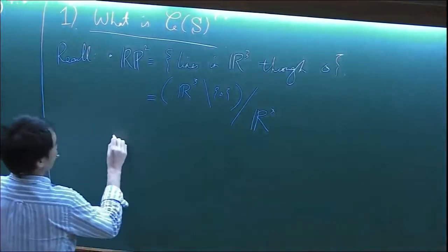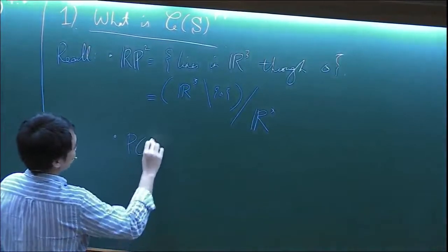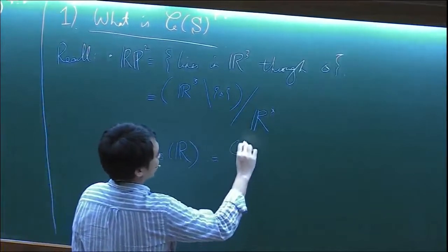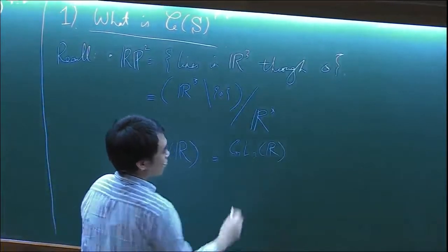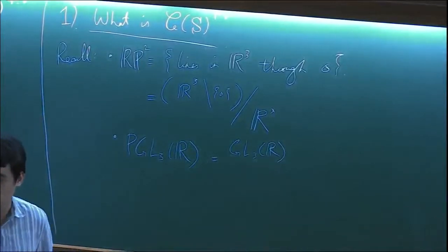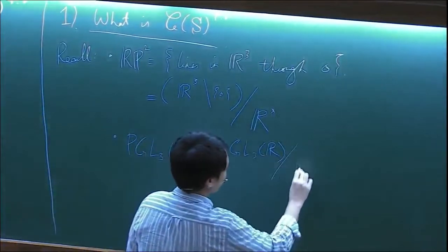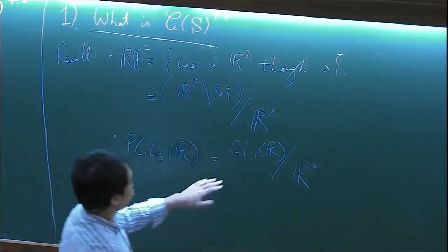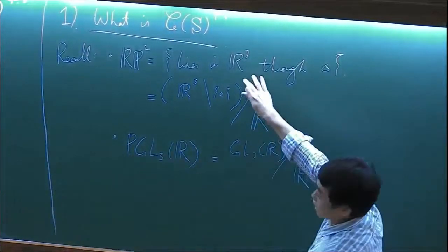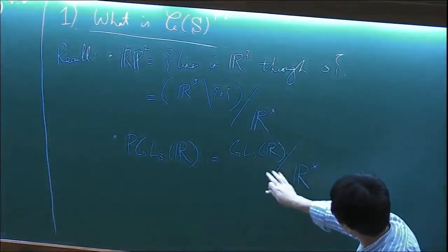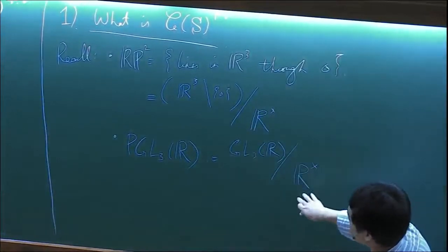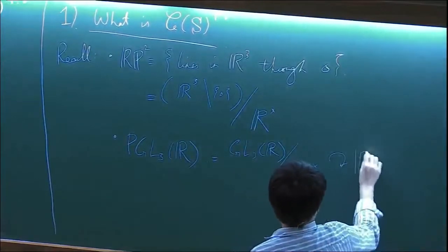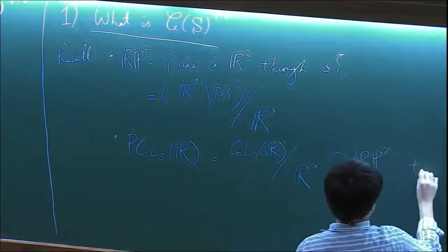In the case of RP2, the natural symmetry group we're going to use is PGL3R, which is the set of 3 by 3 invertible matrices with real coefficients, considered up to scaling again. Now GL3R acts naturally on R3, and so when you take this quotient by R, the multiplicative group of R, this gives you a natural action on RP2. So this group acts on RP2, and this action is in fact transitive.